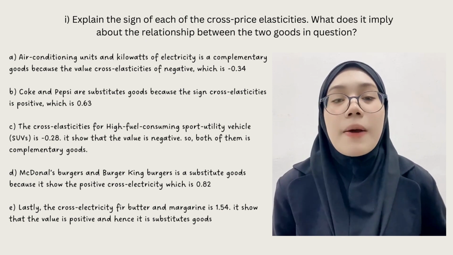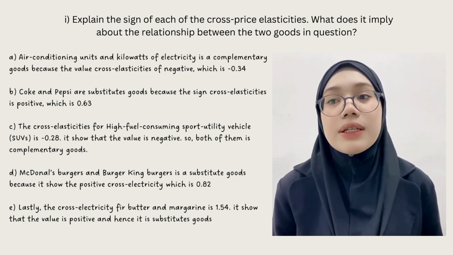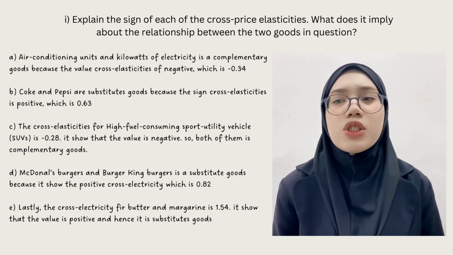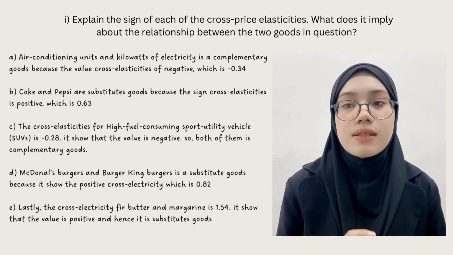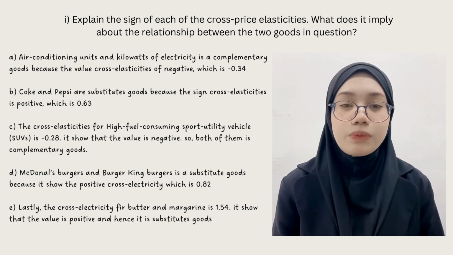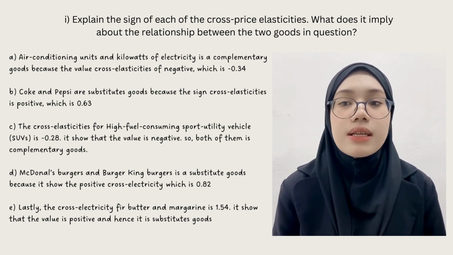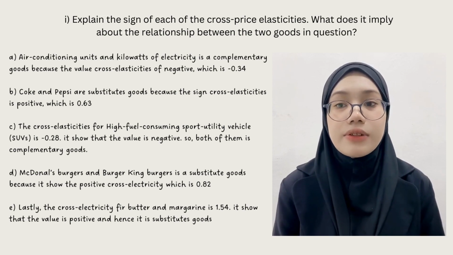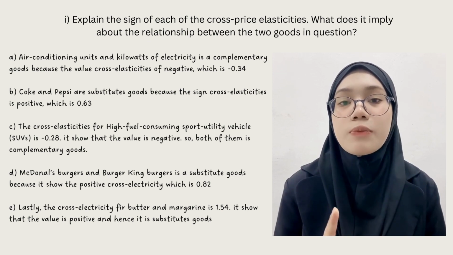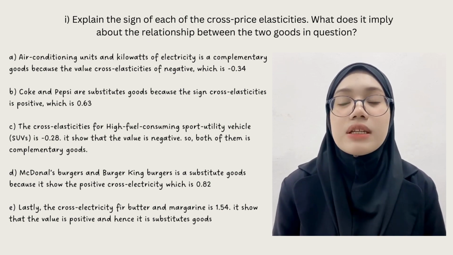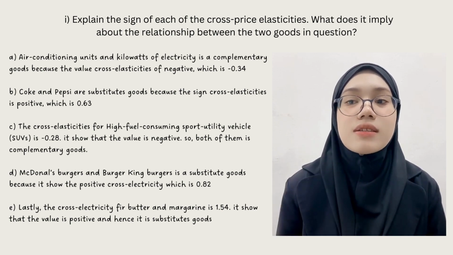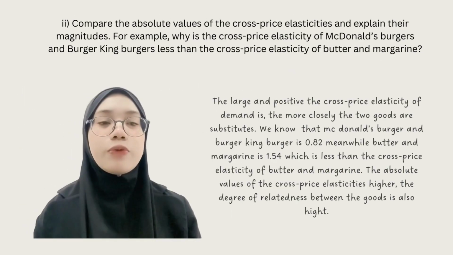Number 4, McDonald's burgers and Burger King burgers are substitute goods because they show a positive cross elasticity, which is 0.82. So lastly, the cross elasticity for butter and margarine is 1.54. It shows that the value is positive and it is a substitute. So we move to number 2.